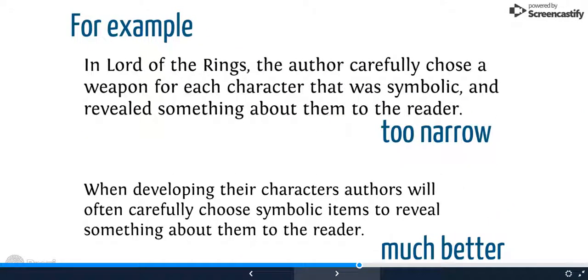In Lord of the Rings, the author carefully chooses a weapon for each character that was symbolic and revealed something about them to the reader. Way too narrow. So let's change it to something a little bit better.